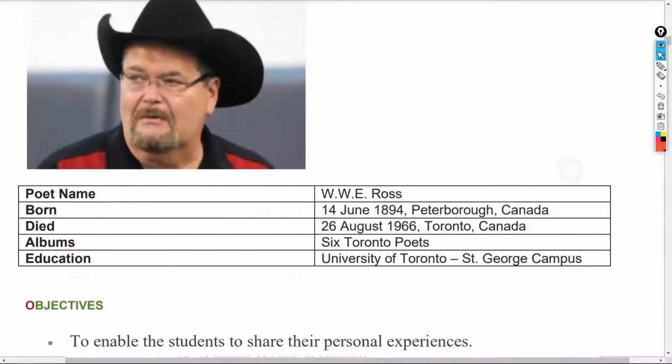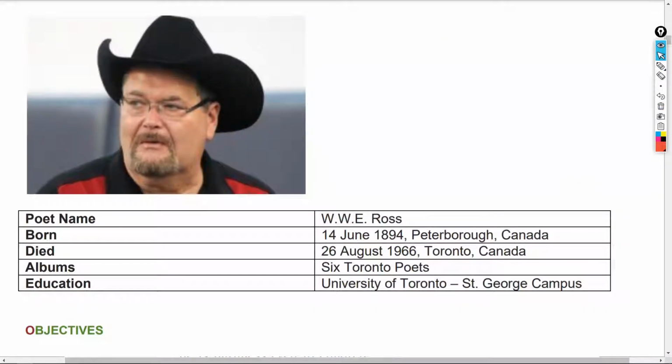So this is the image, my dear children, image of W.W.E. Rose. He was born in Petersburg, Canada, and his education was at the University of Toronto. Okay, when you grow, you will understand. Okay, you will know about Toronto. It was the University of Toronto where he got his education.